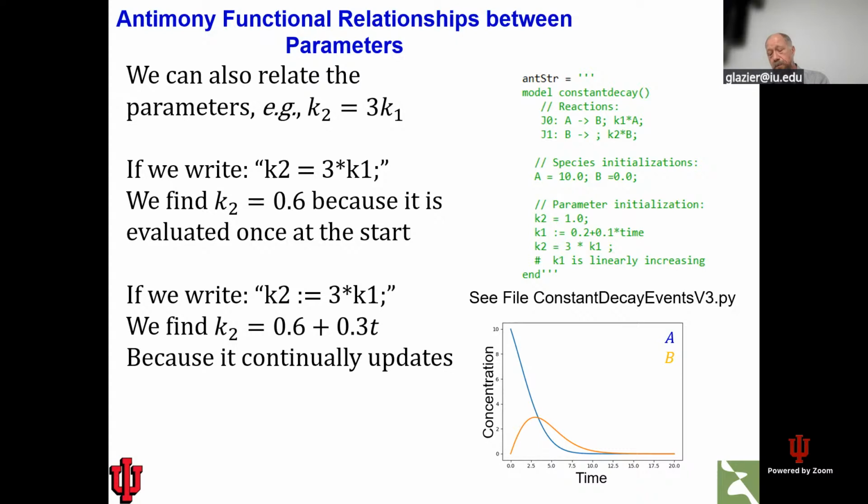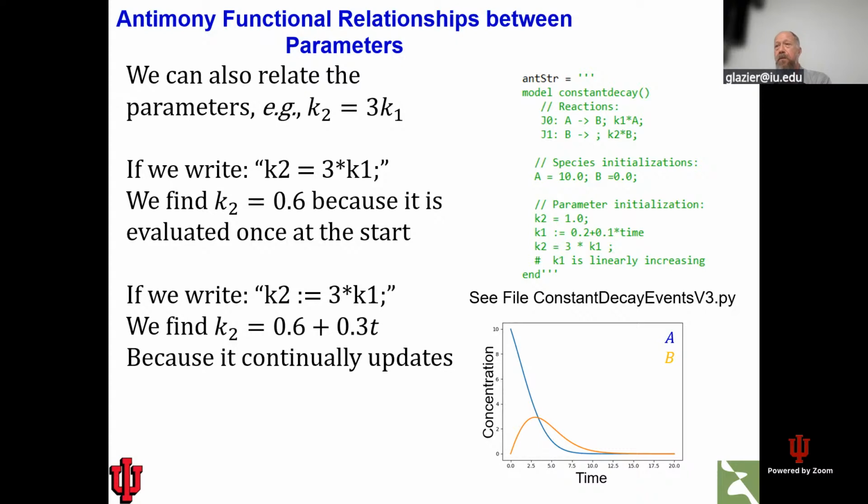Suppose that I want to scale a bunch of parameters by some reference. So I say K2 equals 3 times K1, K4 equals 2 times K1, K6 equals 7 times K1, and so on. That will correctly compile in the Antimony. But if I go into my Python layer and change the value of K1, it won't change the value of K2, K3, K4, and K5, because that's evaluated only on load.